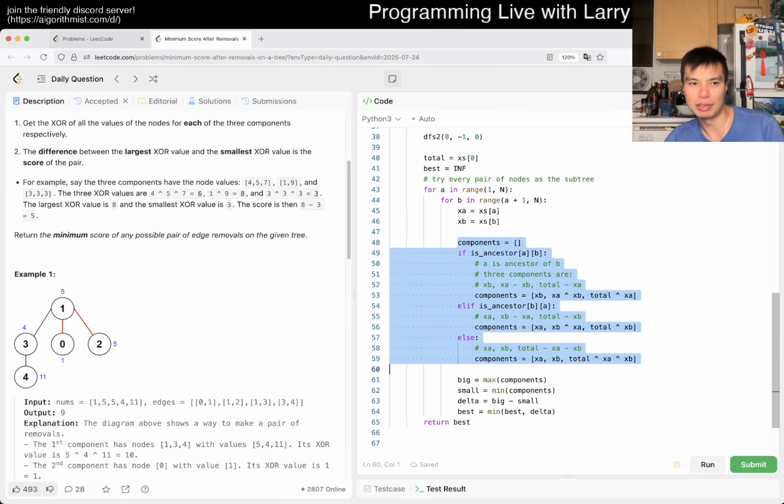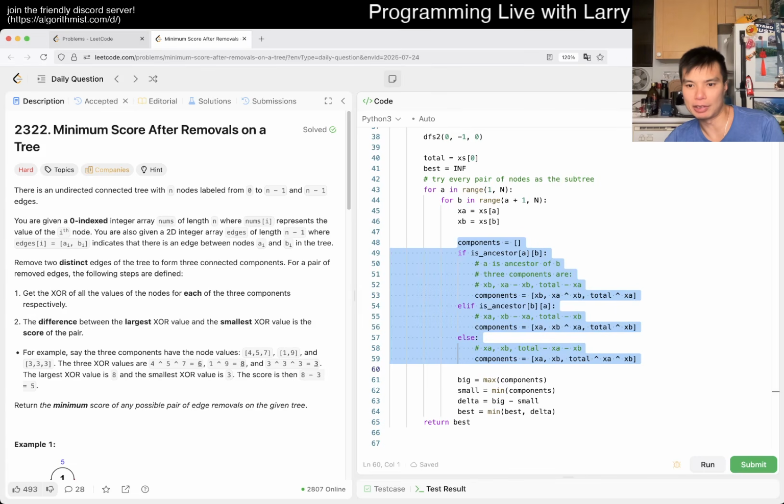And this is just doing the math. I mean, the math is just visualization, so it's not so bad. But yeah, that is all I have for this one. Let me know what you think.